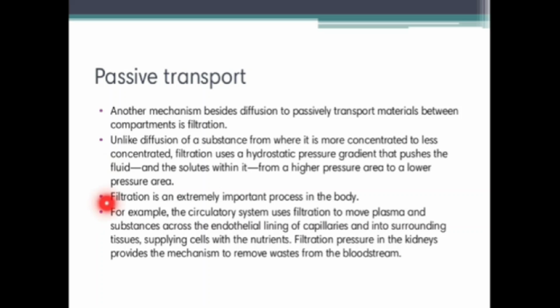For example, the circulatory system uses filtration to move plasma and substances across the endothelial lining of capillaries and into surrounding tissues, supplying cells with the nutrients. Filtration pressure in the kidneys provides the mechanism to remove waste from the bloodstream.